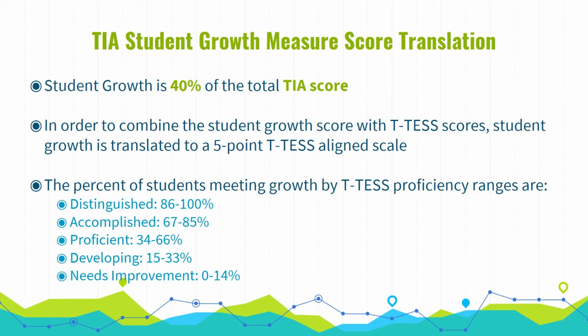Remember, this is calculated as the percentage of students improving their performance level or maintaining a passing performance level. The accomplished level requires that 67 to 85% of students meet their pre- and post-test growth, and the proficient level requires 34 to 66% of students to meet their pre- and post-test growth. Our TIA field guide includes a student growth measure composite score translation table that provides a direct translation of the rounded percentage of students meeting growth to the T-TESS aligned scale.